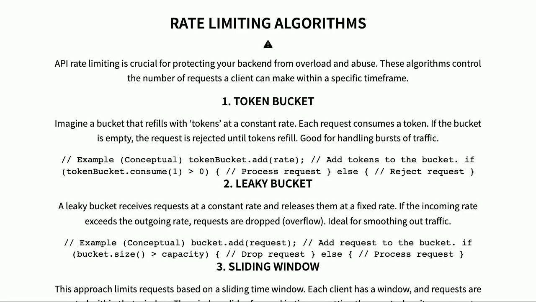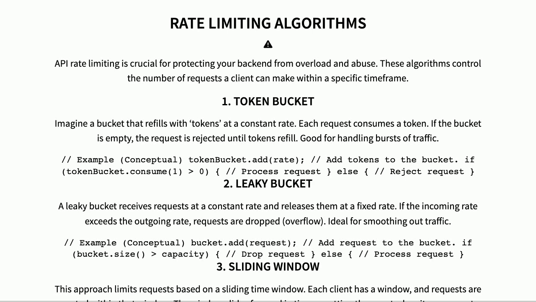Okay, let's talk about protecting our API. Rate limiting is key to preventing abuse and making sure your servers don't get overwhelmed. We have 3 main algorithms to consider. First up is the token bucket. Think of it like a bucket that slowly fills with tokens. Every time you make a request, you burn off a token. If the bucket's empty, your request gets blocked until more tokens appear.